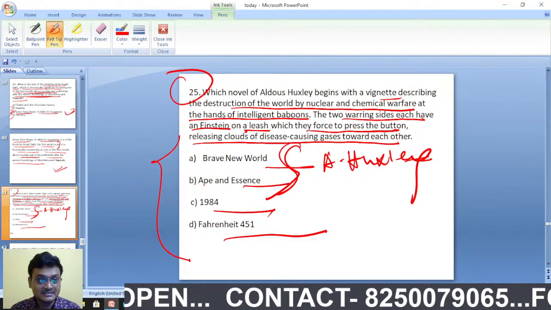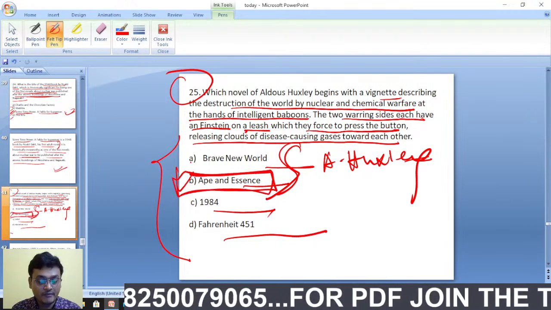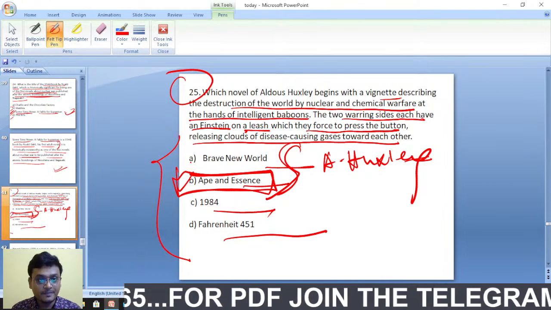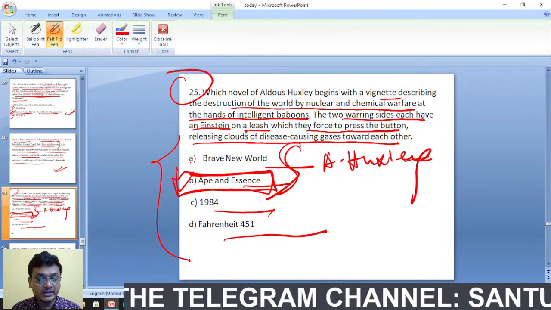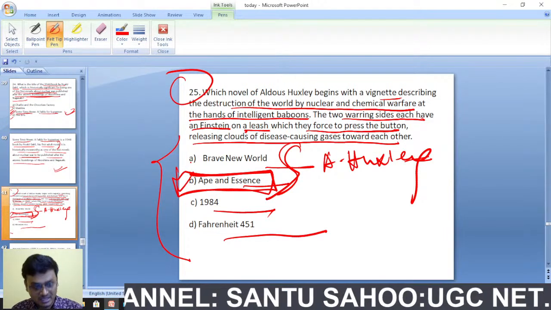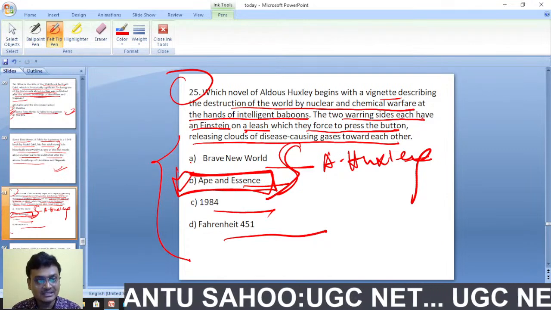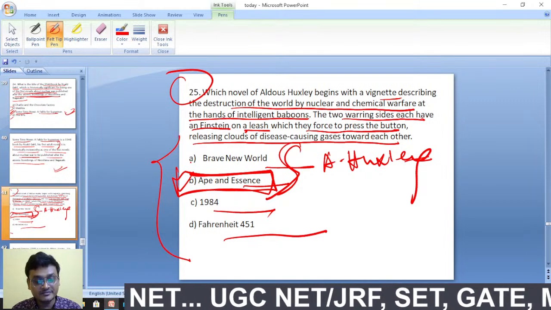And here the right answer is Ape and Essence. Ape and Essence is the dystopian novel by Aldous Huxley. It begins with a vignette describing the destruction of the world by nuclear and chemical warfare. That is Ape and Essence. Another famous dystopian novel by Aldous Huxley is Brave New World. Fahrenheit 451 is by Ray Bradbury.